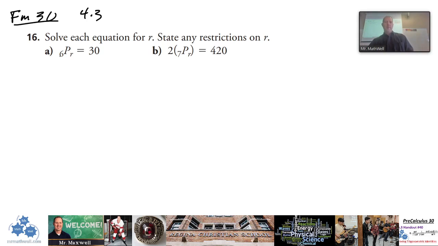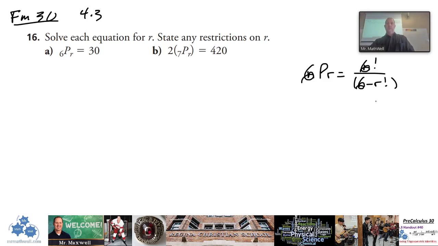So, for example, 6PR, we know this over here, that NPR is what? N factorial divided by (n minus r) factorial, correct? You guys can see that, right? Okay. So let's put the 6 in for n. 6 goes there, and there, and there.